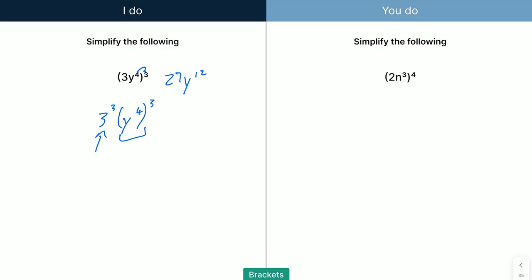Again, here, this is going to say, well, we have 2 to the power of 4, and then we just have 4 times 3 here, so that's n to the power of 12. And now we can tidy this up. So 2 times 2 is 4, 4 times 2 is 8, and 8 times 2 is 16. So 16 n to the power of 12.